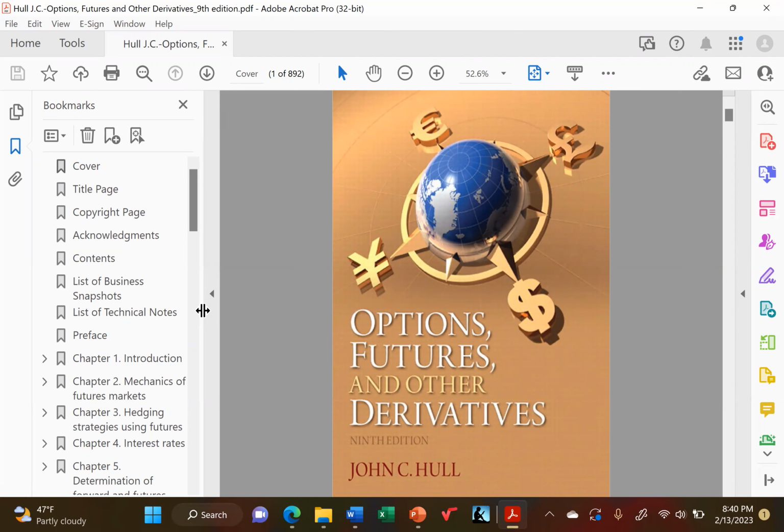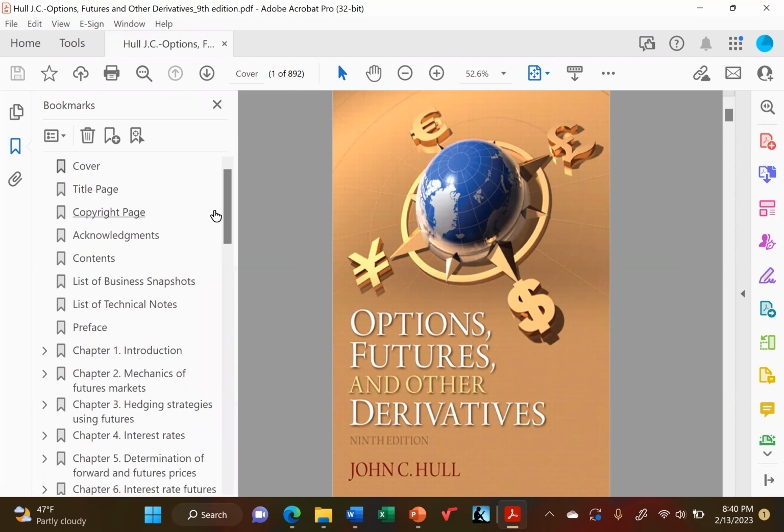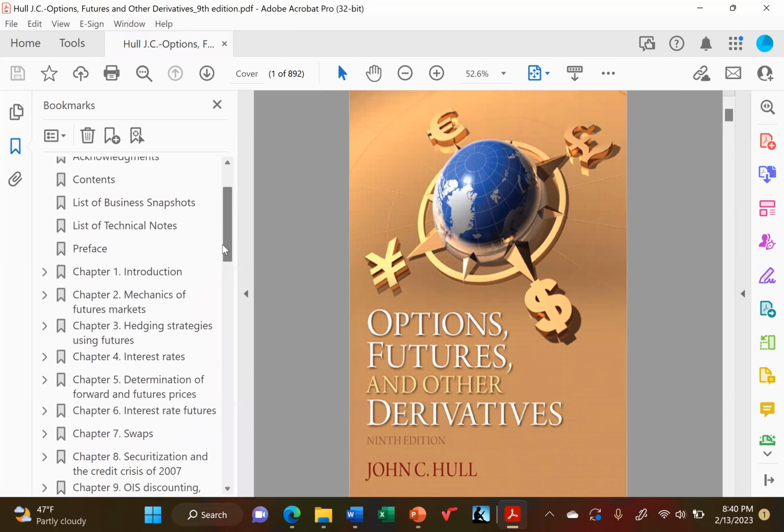Oh, here we go. If 10 is similar enough to 9, it looks like mechanics of futures markets is 2, hedging strategies using futures is 3. Then you could skip over 4 if you want to. 5 is determination of forward and futures prices. That's pretty much where we are now, 5 and 6. If your titles are similar to these, we're pretty much up to 6 right now. And then swaps would be 7. That'll be next week's chapter.